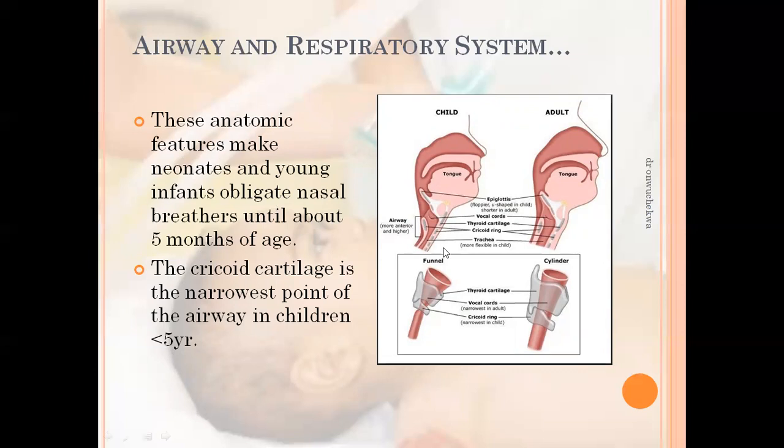The diagram here tries to elaborate on the airway anatomy of the neonate and that of the adult. As you can see here, the neonates have a funnel-shaped trachea with the narrowing at the cricoid ring or cricoid cartilage, while the adults have more of a cylindrical anatomy.